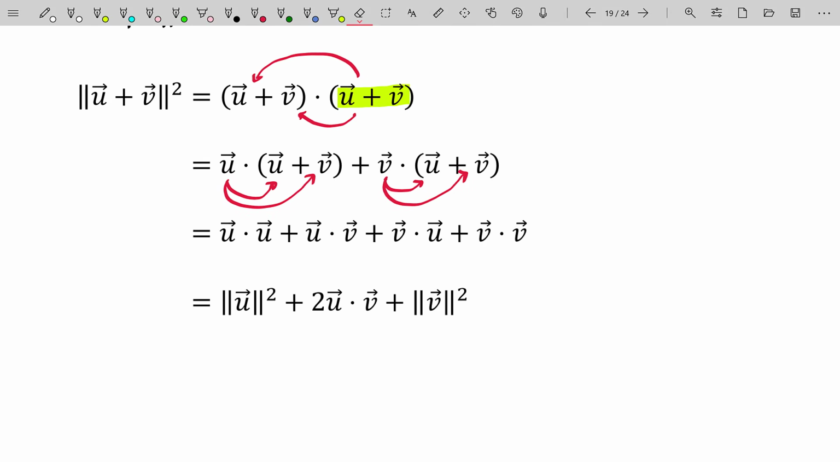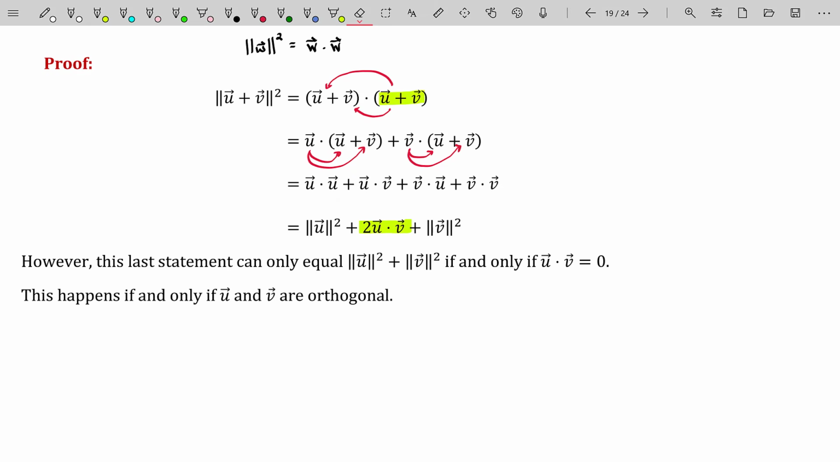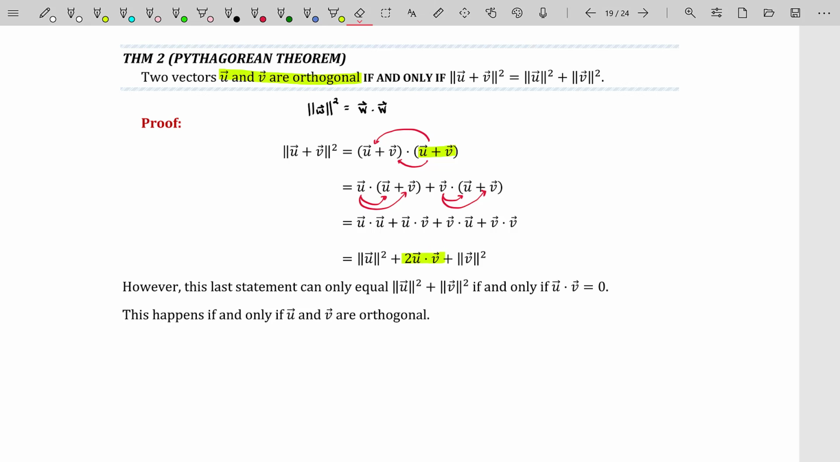Well, this doesn't look like where we want to end. Remember, we want to end with the magnitude of u plus v squared equal to the magnitude of u squared plus the magnitude of v squared. But this silly little 2 times u dot v is getting in the way. Oh, wait a second. We were told one thing: u and v are orthogonal, which means u dot v must be 0. And this happens, like I just said, if and only if u and v are orthogonal. So there we go. That is a nice, clean, easy proof of the Pythagorean theorem using vectors.